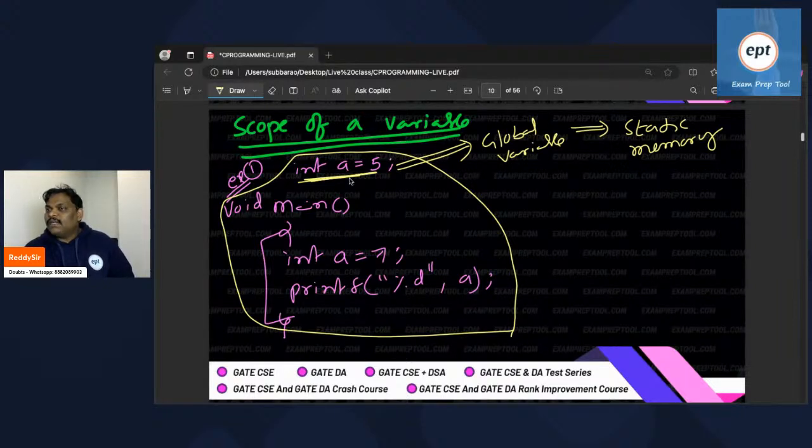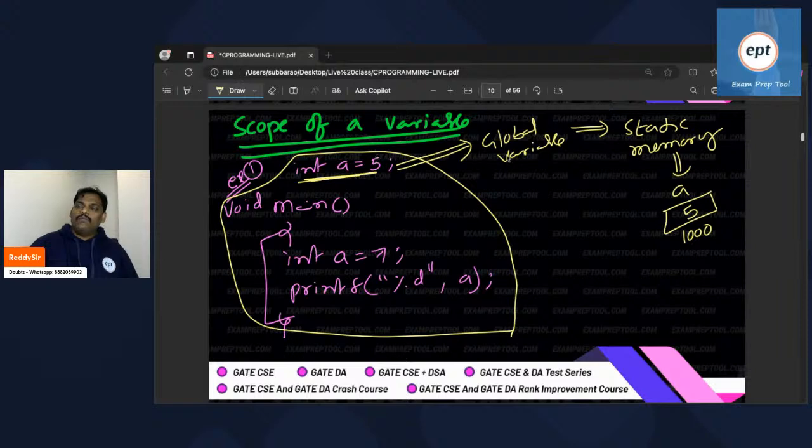Declaration is indirectly saying that my name is a, I am an integer variable, which means I want 2 bytes of memory, please create some memory. If you declare globally, memory will be allocated in the static area. For the variable a, the address may be 1000, and the value you kept is 5.